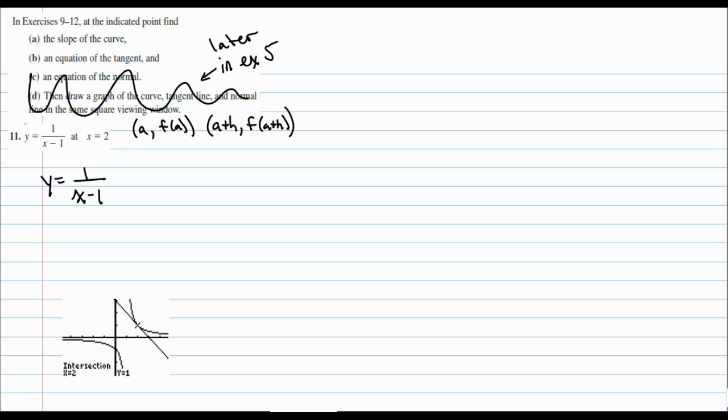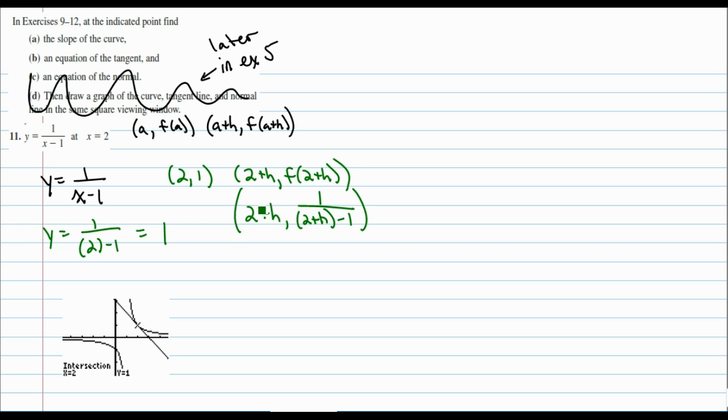But number 11 asks us to find the slope of the curve at the indicated point and an equation of the tangent line. Well, we have the x value 2. We got to find the y value. So the y-coordinate then will be 1. So my point is (2, 1). Now I got to find the slope, which means the other point I'm going to use is 2 plus h, f of 2 plus h, which means the other point would be (2 + h, 1 over (2 + h) minus 1). So I have to find the limit as h approaches 0.